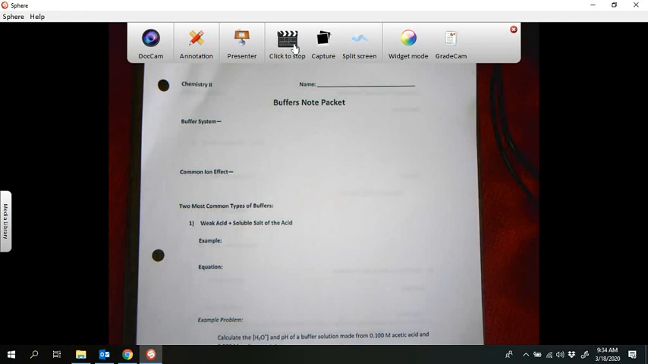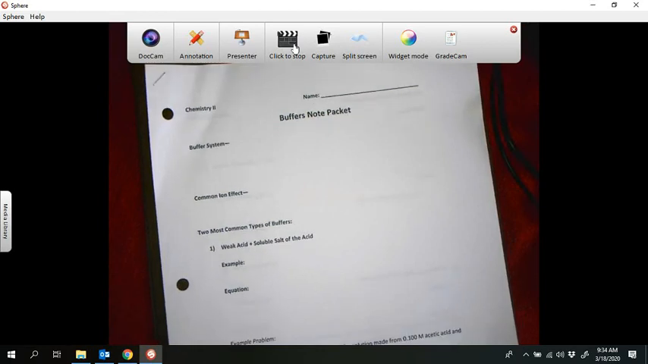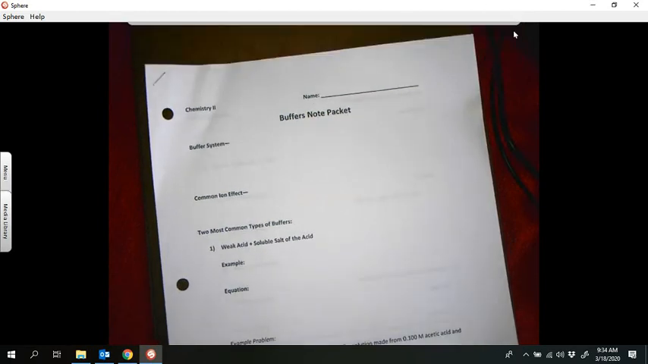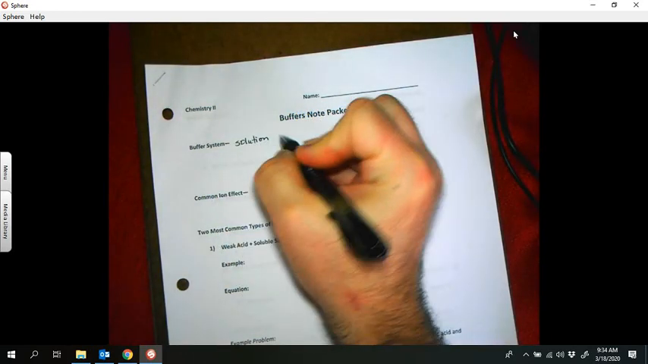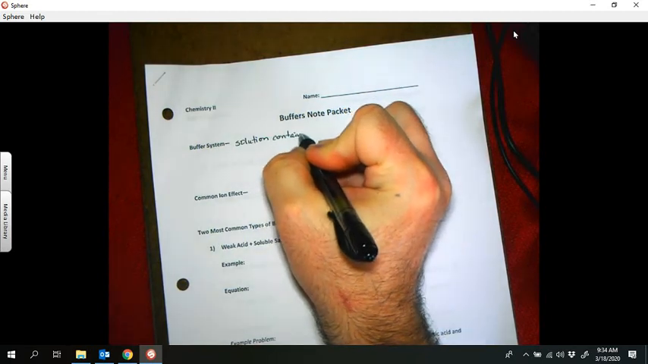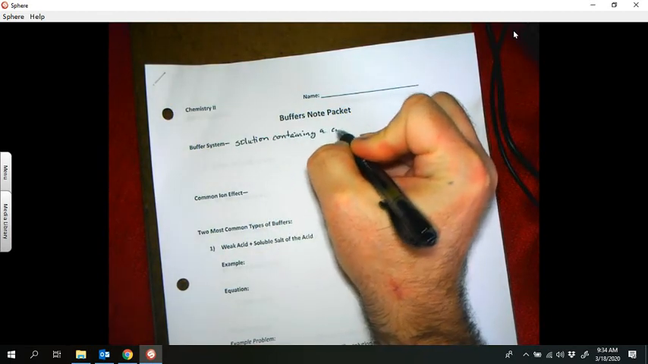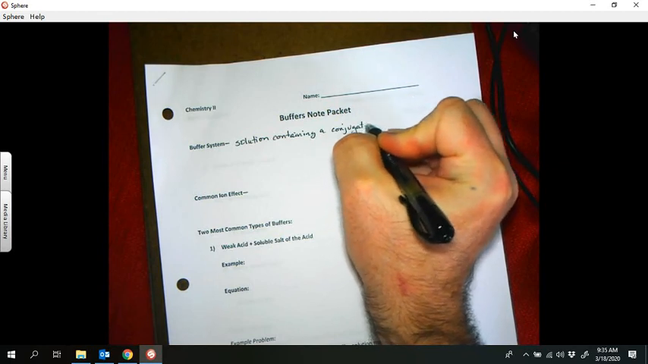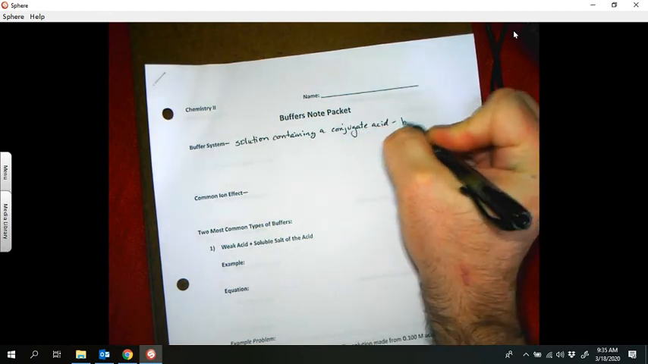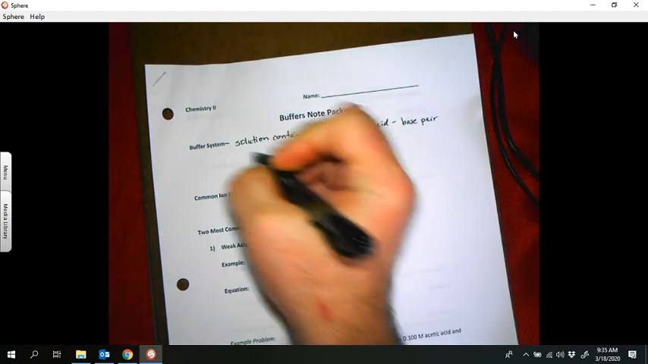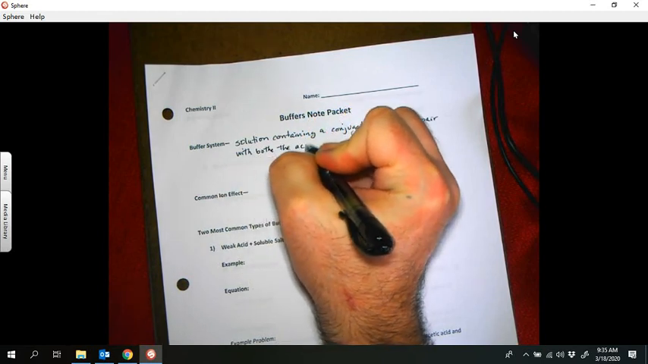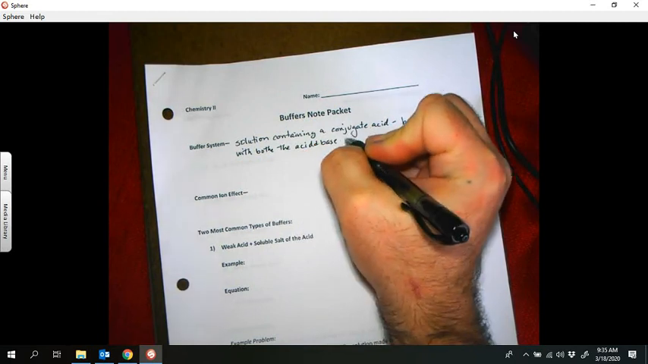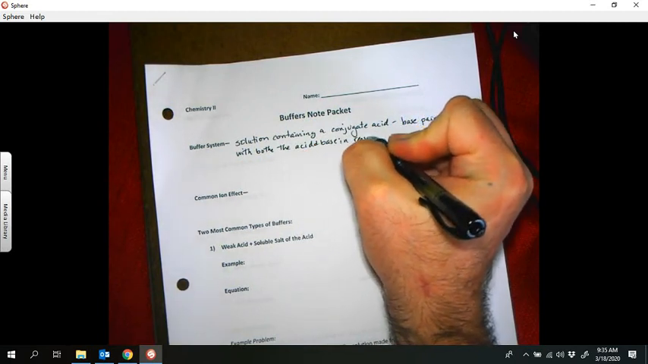So we are going to be talking about buffer systems, and the first thing we'll do is go over what is a buffer system. A buffer system is a solution containing a conjugate acid base pair with both the acid and base in reasonably similar concentrations.